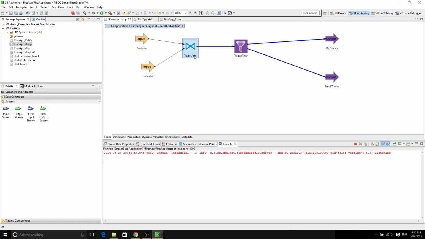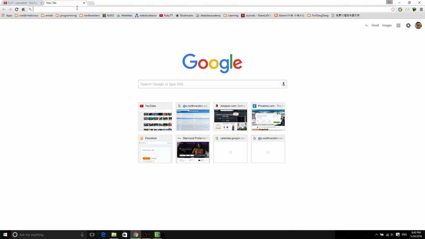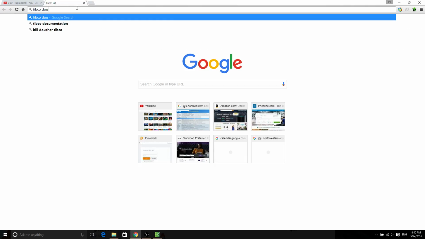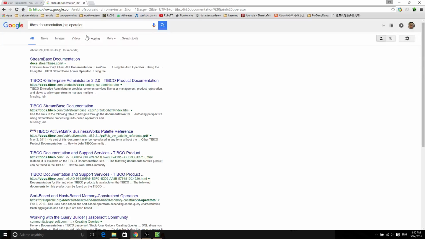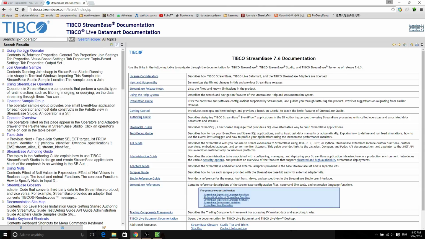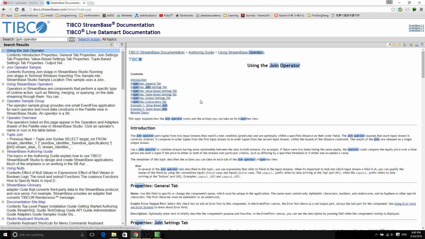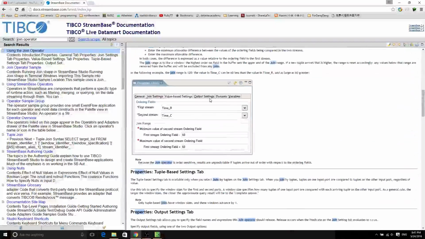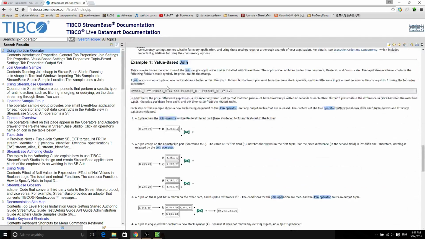To explain how the join operator works, first I'm going to show you the official documentation and the example they have provided. So first, the TIBCO documentation, and then the join operator. They have the StreamBase documentation. Just click on that and search for join operator. Here is the Using Join Operator page. Because we have already set those up, all we have to do is go over example 1 of value-based join.